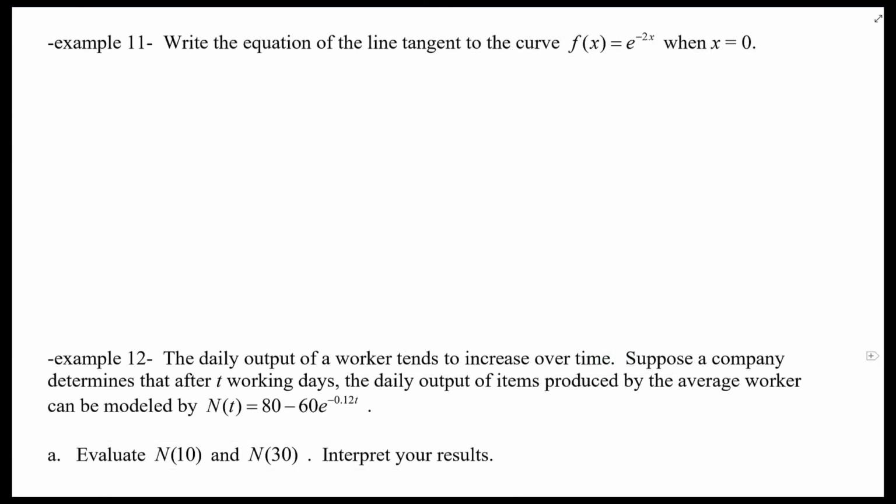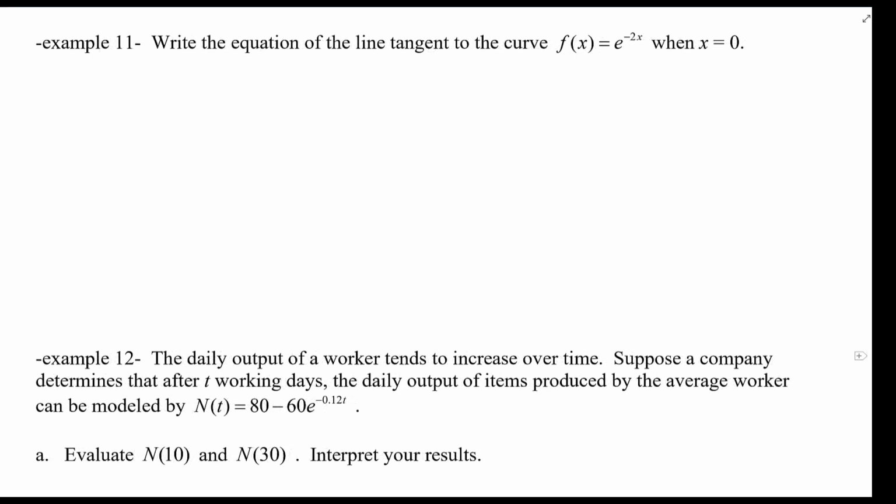Example 11. Write the equation of the line tangent to the curve f of x equals e raised to the negative 2x power when x equals 0. In order to write the equation of a line that's tangent to the curve, we need to find the derivative in order to find the slope of that tangent line, and we need a point. So f of x equals e raised to the negative 2x power, so f prime of x equals negative 2 times e raised to the negative 2x power.